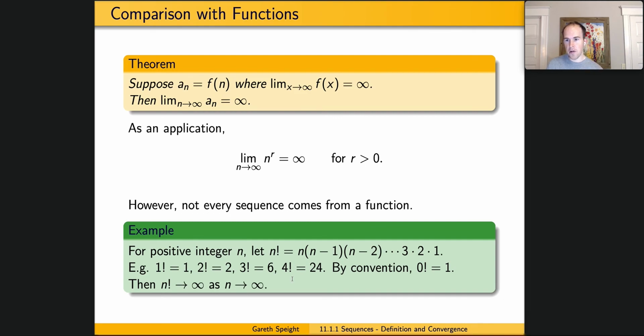So that's everything for this video. We talked about the definition of a sequence: a sequence is just an ordered list of numbers. We looked at the definition of what it means for a sequence to tend to a finite number L, or to tend to infinity, or to tend to minus infinity. The definition looks similar to the definition for functions. Not every sequence comes from a function, but if our sequence does come from a function, then we can recycle the results we had for functions.